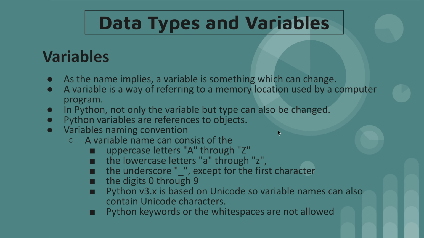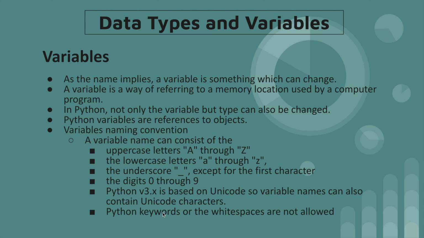There is a naming convention we follow for naming the variables. What are those naming conventions? We can use uppercase letters for naming our variables. We can use lowercase letters. We can use underscore. We can use digits 0 to 9. Python version 3 is based on Unicode, so we can use Unicode characters as well. Python keywords, which are reserved words, are not allowed. Even white spaces are not allowed.